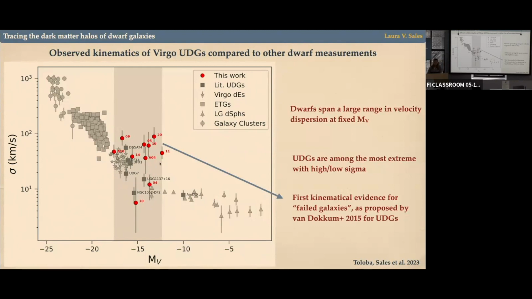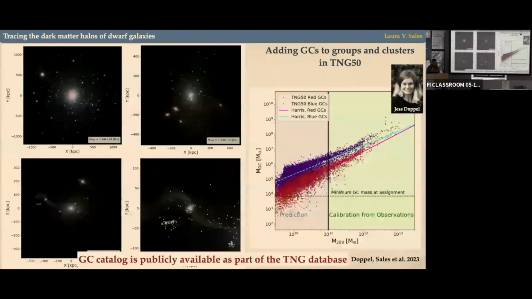Okay, and before, the hint came from counting globular clusters. This case is a bit more robust, by actually measuring how fast they move. So we wanted to compare this with simulations, but of course we don't form globular clusters in simulation, and we wanted to make a closer comparison to what we were observing. So Jess Doppel worked on implementing a tagging method into cosmological simulations to mark globular clusters.